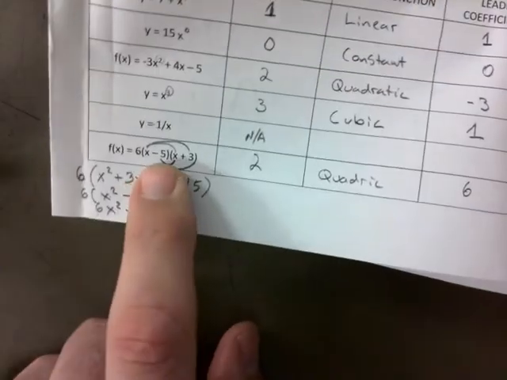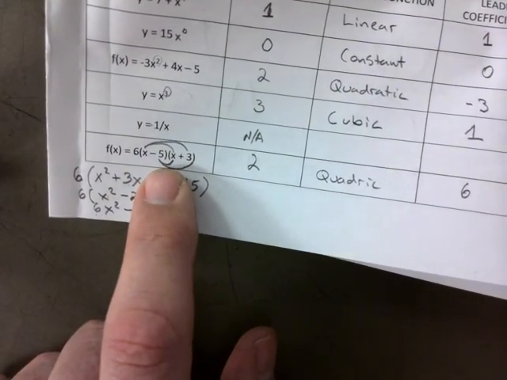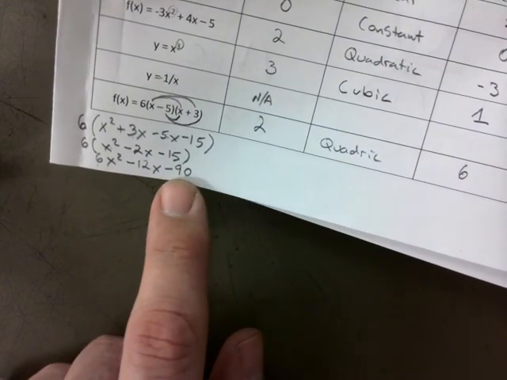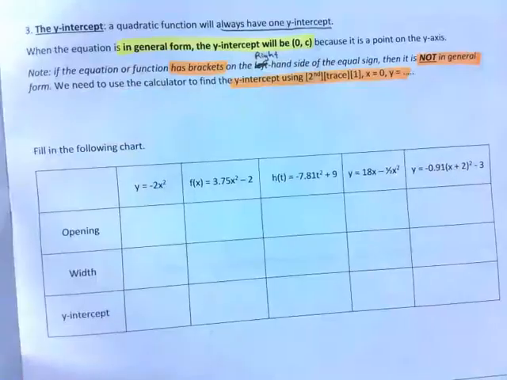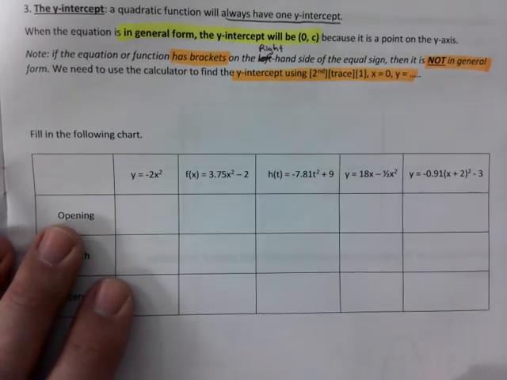Look at this one here. Would you be able to tell the y-intercept just by looking at it? No. It ended up being, when we did some work to it, -90, right? So that's what I mean by that. As soon as you see brackets, right? Calculator. And you can't get that out of it.